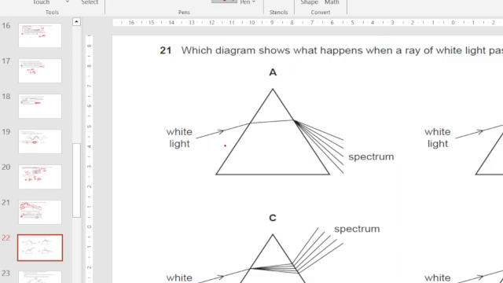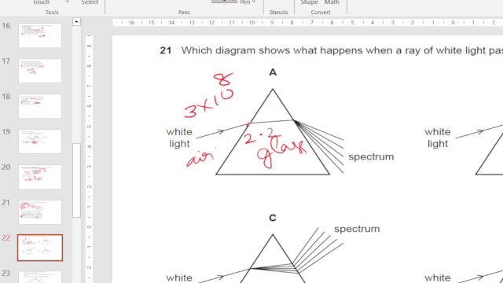Here, option A: after entering the prism, the light is traveling from air medium to glass medium. So from air medium to glass medium, the speed changes. Sorry, the speed of light in air is 3 into 10 to the power of 8 meter per second, whereas in glass it will be 2.2 or something. It depends upon the material, but it's slightly lesser than air. The speed decreases.